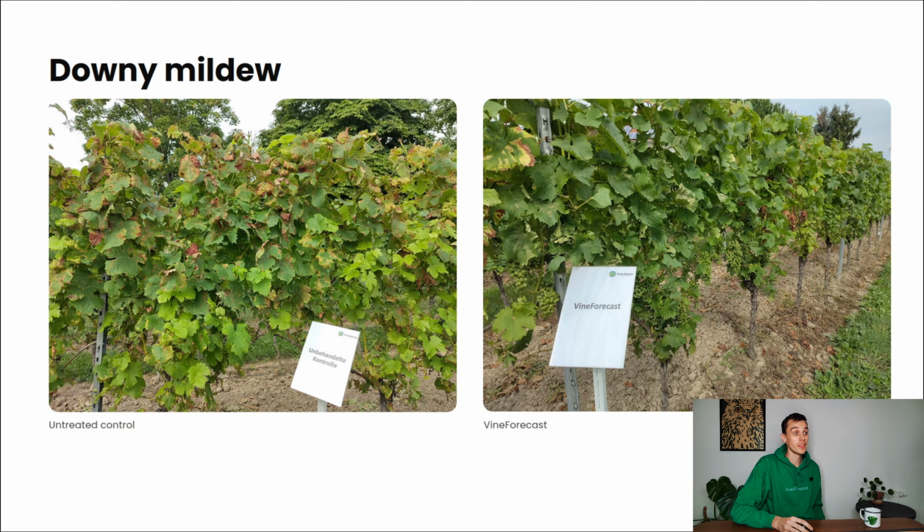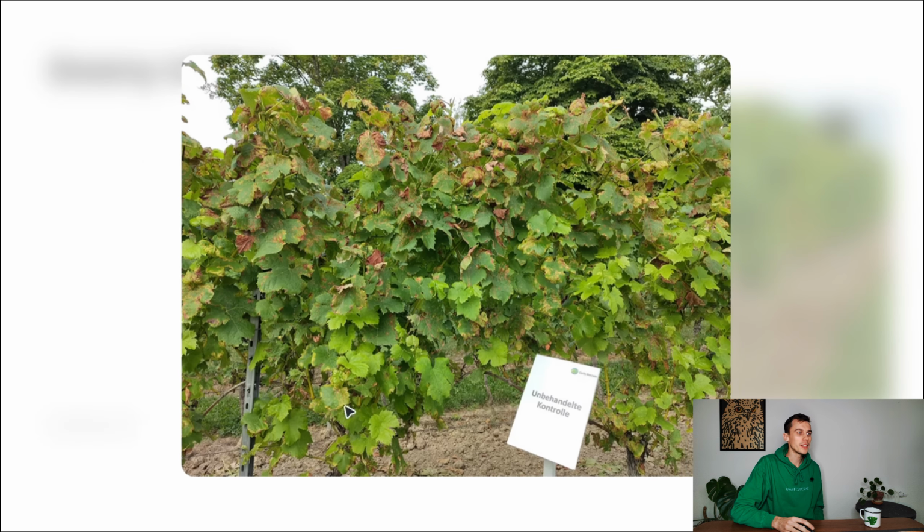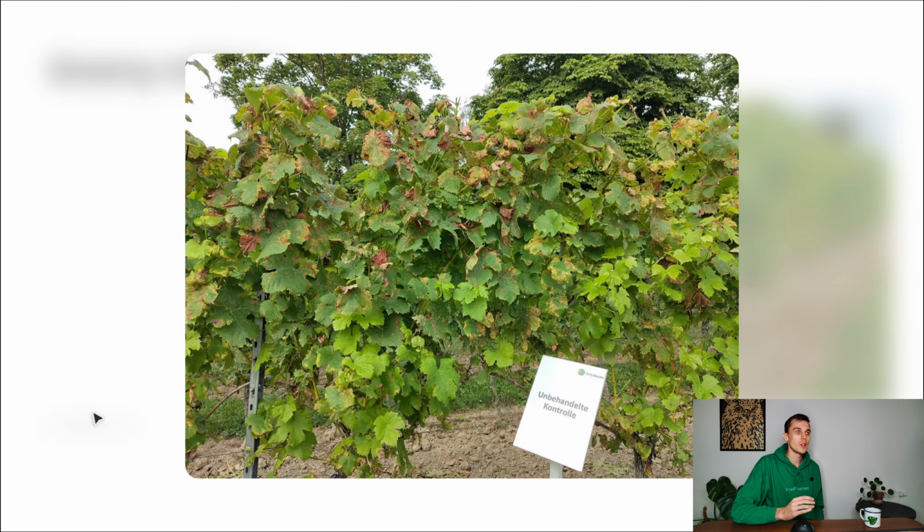Let's first start with downy mildew. Here you can see pictures of the untreated control as they were taken at the end of the season at the field day of Certis Belchim. You can clearly see a lot of damage was done by downy mildew.